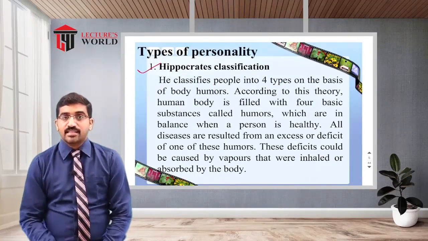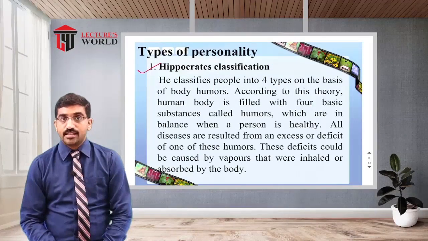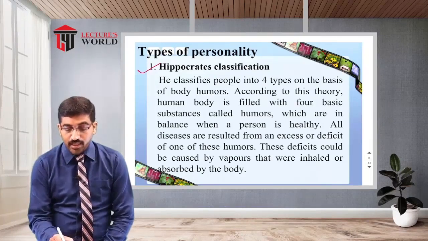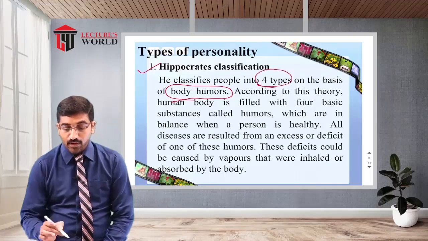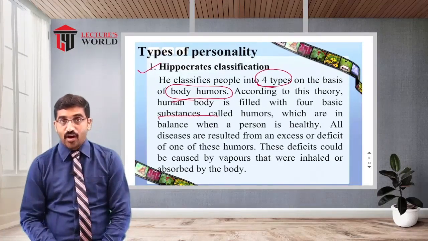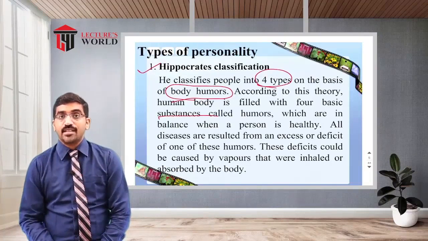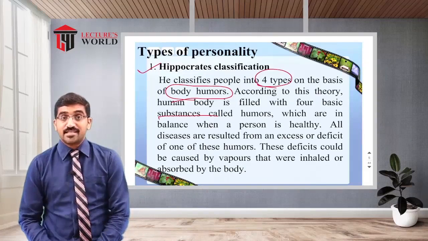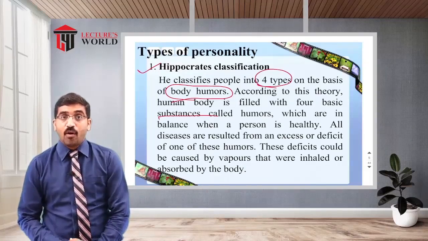So, Hippocrates' classification. You have already learned about this in your first chapter, the history of psychology, and what Hippocrates contributed. According to him, our body has 4 types of body humors. Humors are the substances in your body, and these 4 substances have to be well balanced. If one of those substances is missing, or the whole body gets imbalanced, then it is considered an unhealthy body.